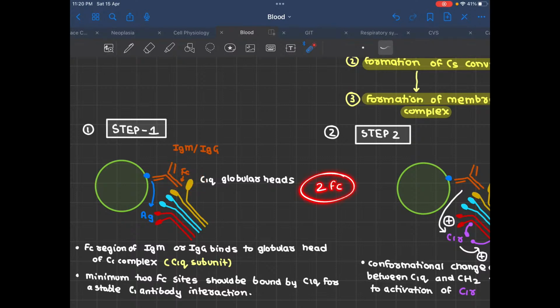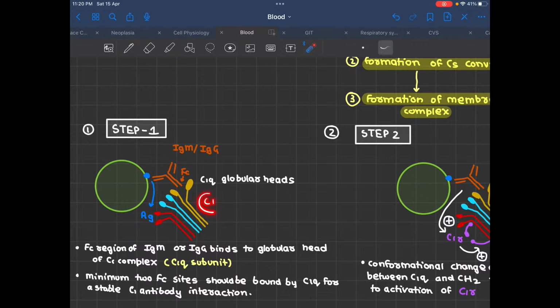We need at least 2 FC sites. So IgM के केस में we have 5 FC sites, but IgG के केस में we only have 1 FC site. So we need at least 2 FC sites. तो या तो 2 immunoglobulin बाइंड करें तब जाके बात बनेगी. So obviously IgM is much more active as an activator of your classical complement pathway.